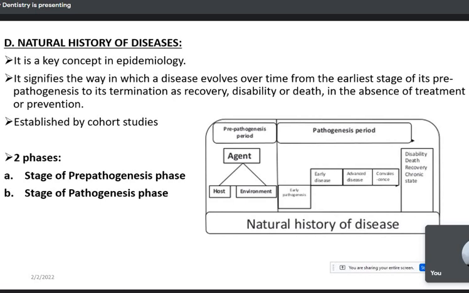And there is something called the natural history of the disease. It is a key concept in epidemiology. Did any of you suffer from COVID this time? Can any of you volunteer to tell me? Any of you? No one? Yes, ma'am, I did. Who is it? Shruti. Okay, tell me. Now let's discuss your case.